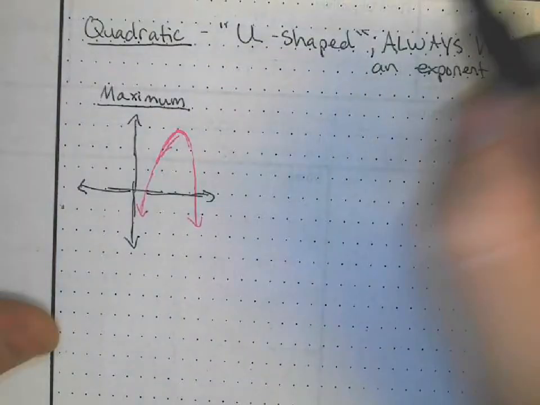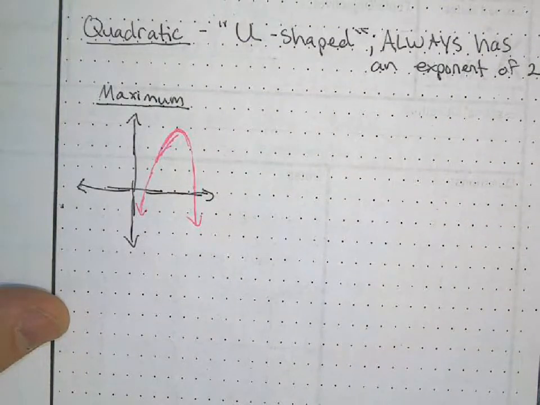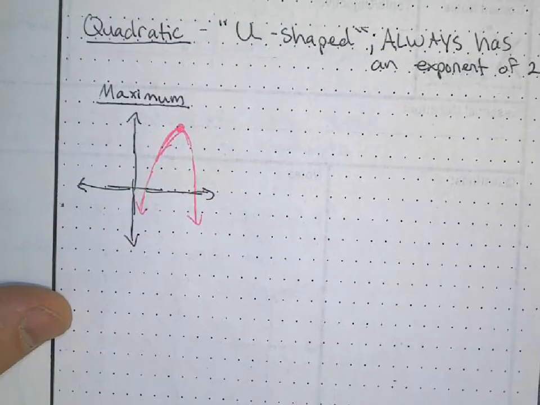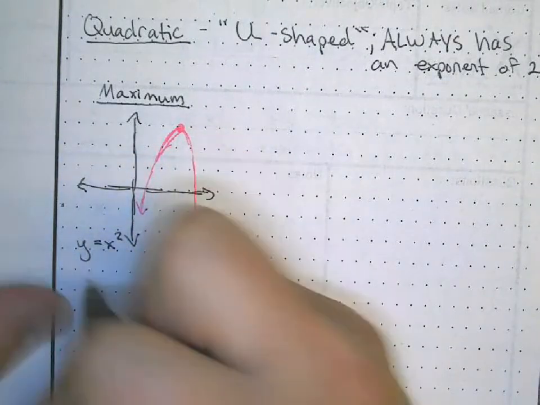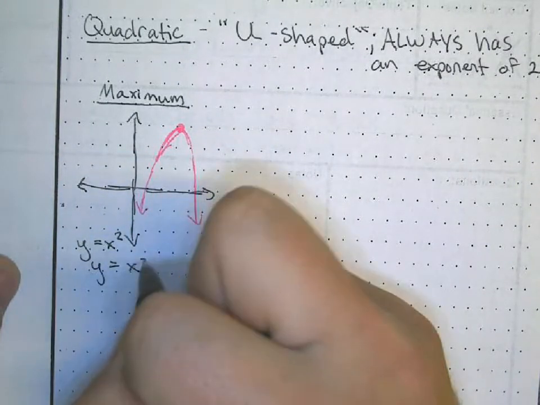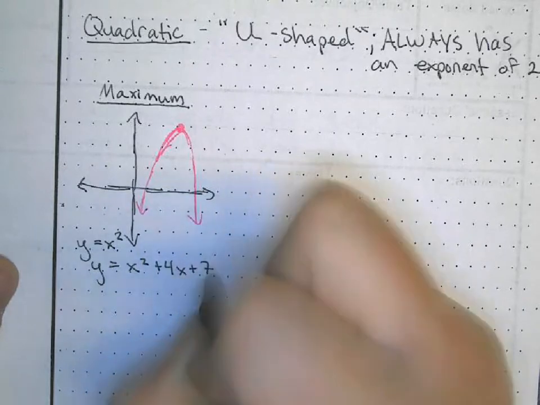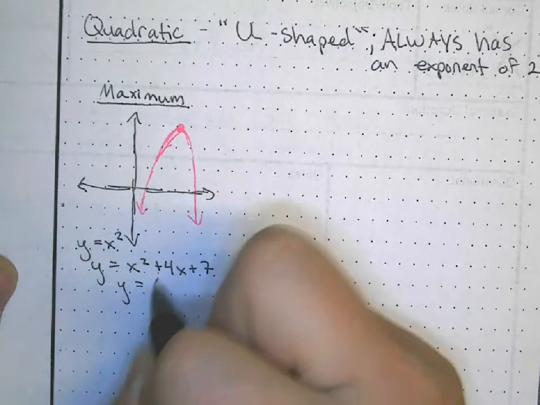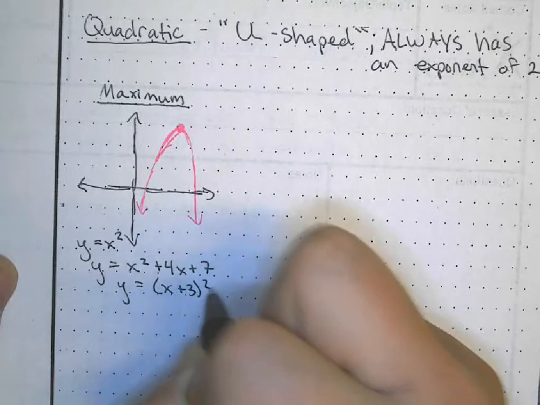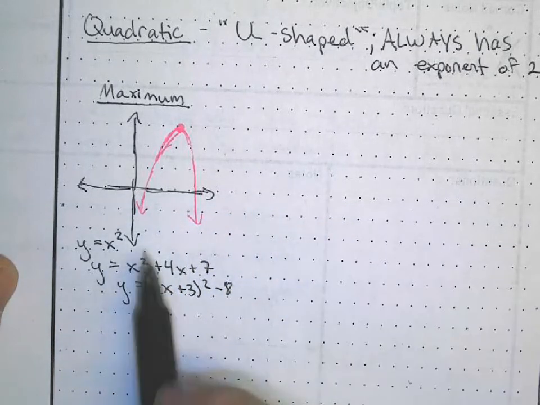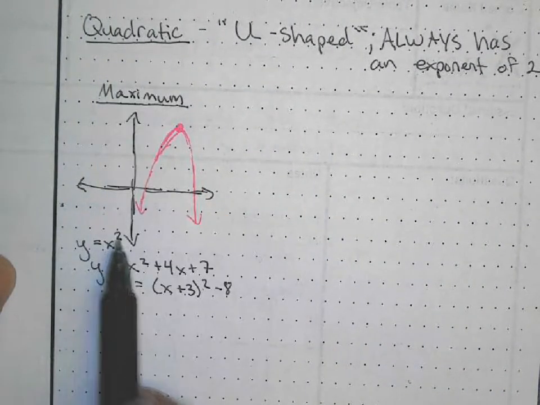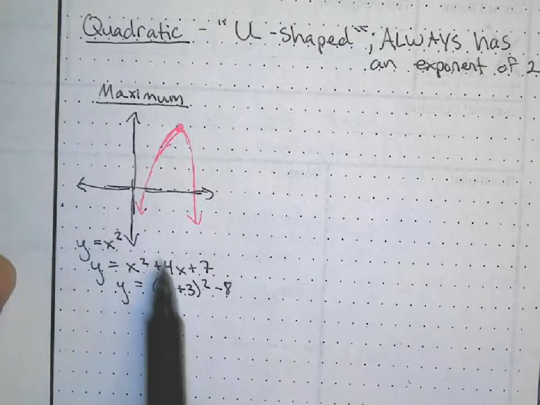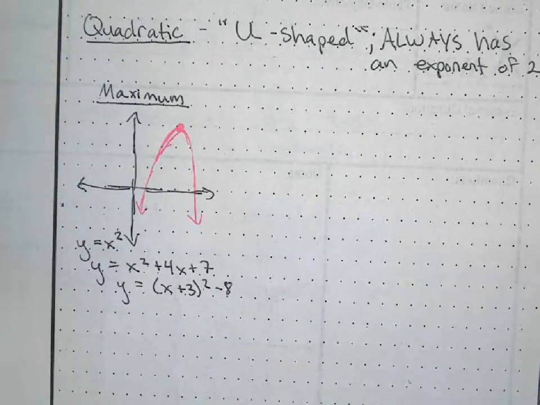And there will be a maximum point at the top of it. Some example equations would be y equals x squared, y equals x squared plus 4x plus 7. We might even see y equals (x plus 3) squared minus 8. So anytime we see that exponent of 2, we know quadratic.